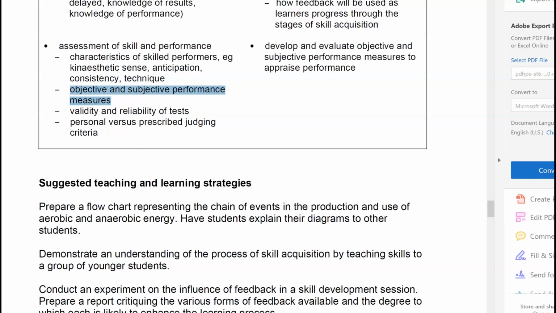What we need to understand about objective and subjective performance measures is that they are used to clarify various different types of performance measures. So when we watch a performance, such as a 100-meter sprint or a dance, the criteria and how they are actually scored and measured is completely different.